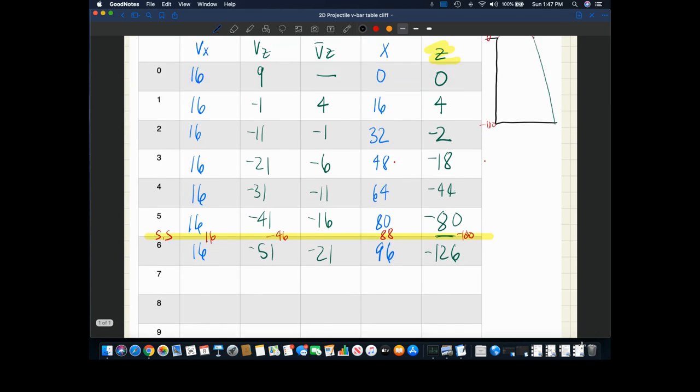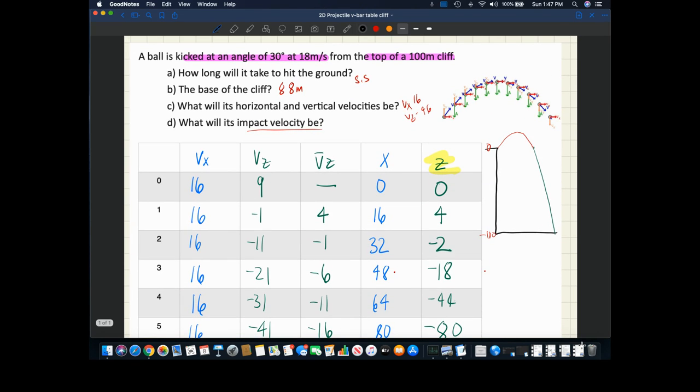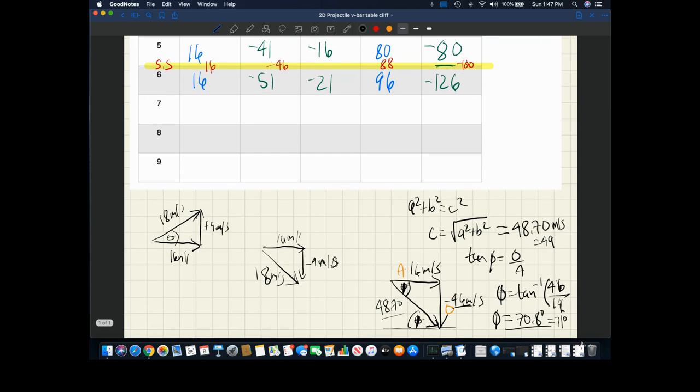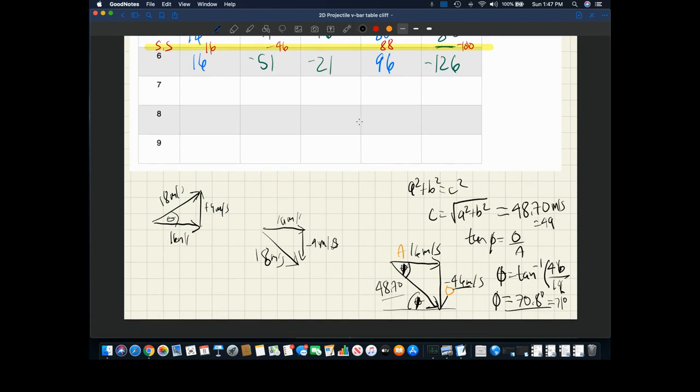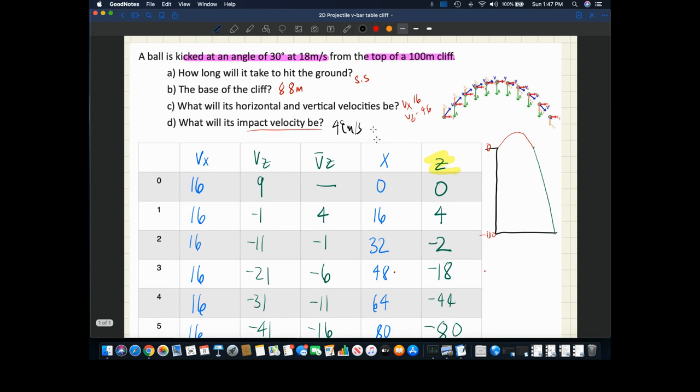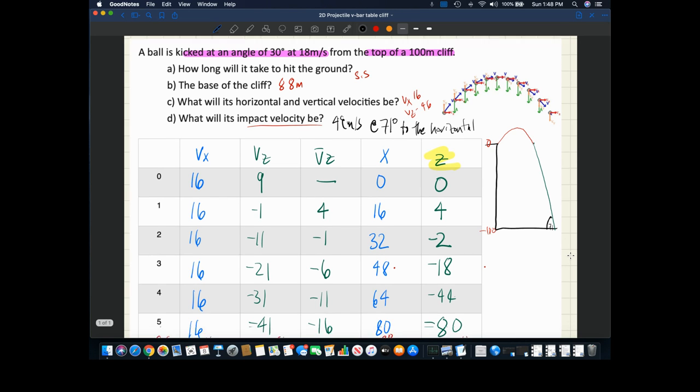So going back up to our angles, what will its impact velocity be? It will be 49 meters per second and at about 71 degrees to the horizontal. So that's how we could use the table to get an estimate of these things. And of course, you can see here the way we've drawn it, that looks like a pretty big angle, and that's the 71 degrees. So now how do we go about doing an analytic solution?